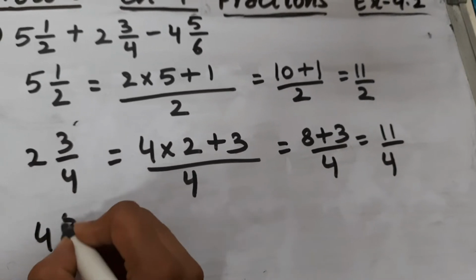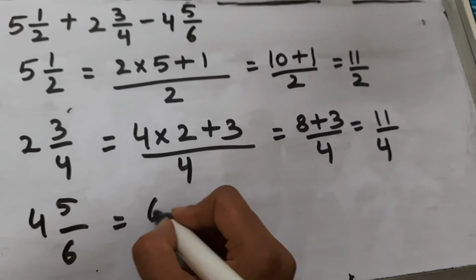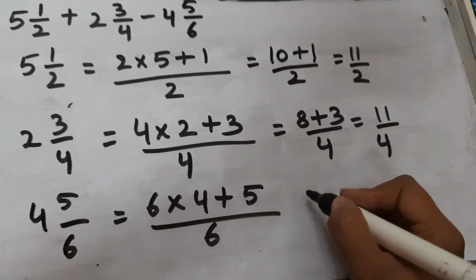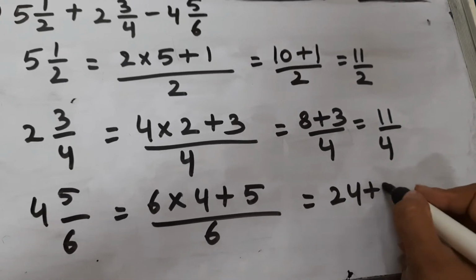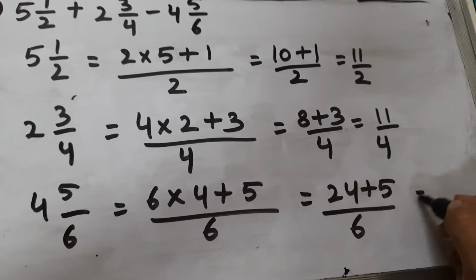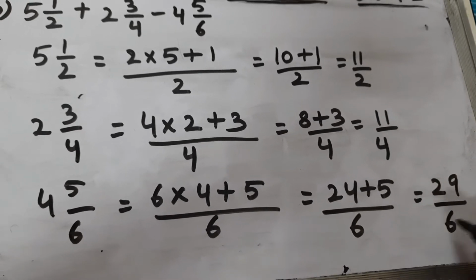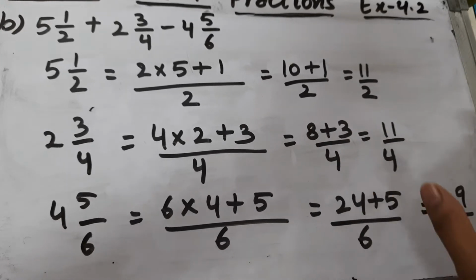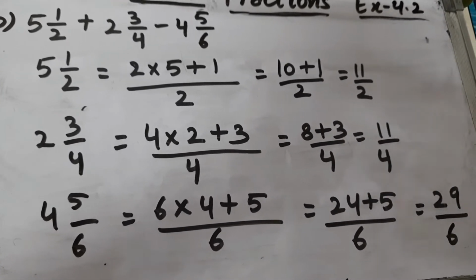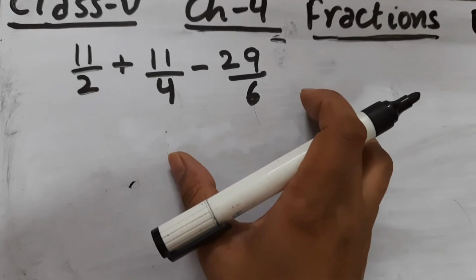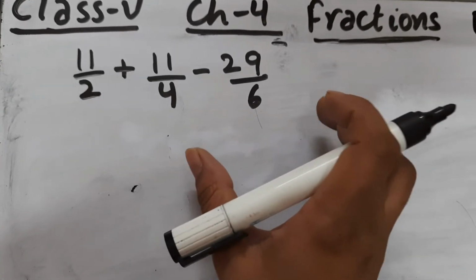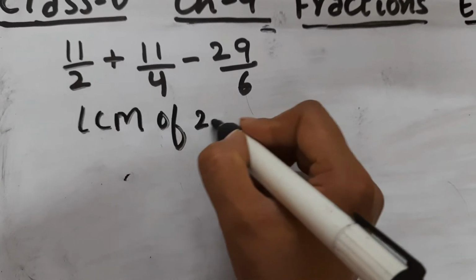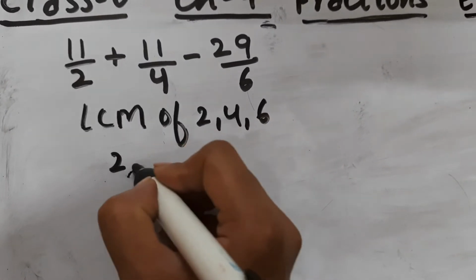And last is 4 5 upon 6. So multiply 6 by 4 and add 5 to it, and the denominator as it is. 6 4s are 24 plus 5 upon 6. This is 29 upon 6. Now we have to simplify 11 by 2 plus 11 by 4 minus 29 upon 6. See, the denominators are different. So first of all, we have to make the denominators same. For that, we have to take the LCM of the denominators. We have to take the LCM of 2, 4 and 6.